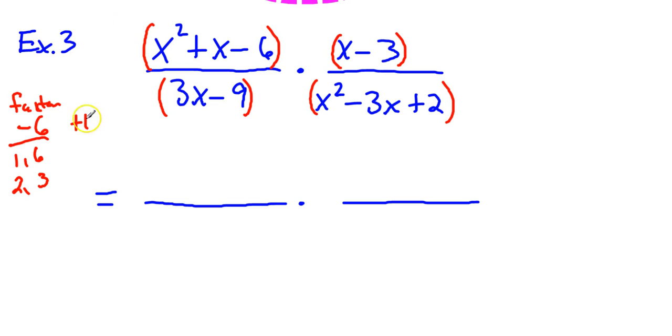And since the sign here is positive, the bigger number has to be positive. And if you do a negative 6 divided by a positive 3, it's going to have to be a negative 2. So when we factor this one, we're going to have an x minus 2 and an x plus 3.